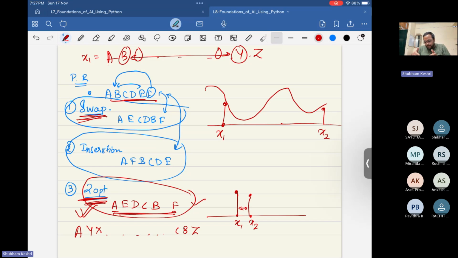So these neighborhoods are defining what your search space is. In one neighborhood, x1 and x2 are very close to each other. In another neighborhood, x1 and x2 are very far away from each other. And that changes how your curve of the objective function looks over the search space, right? These are advanced concepts, by the way. If you're not able to understand this, all right.